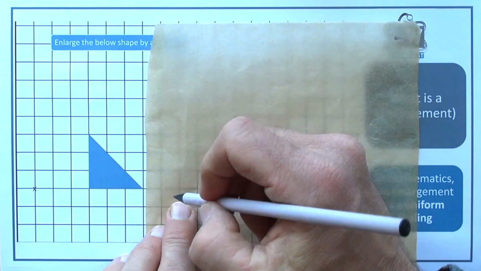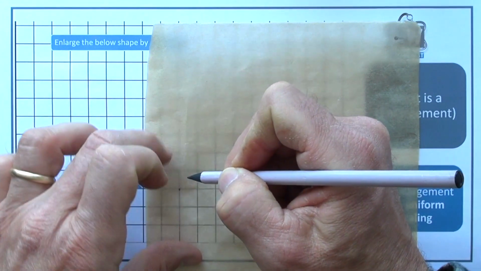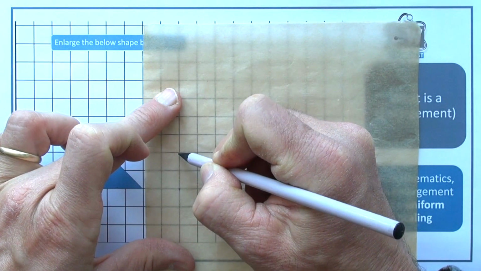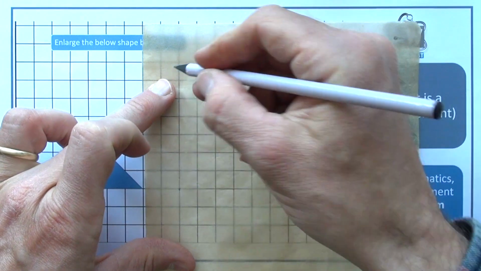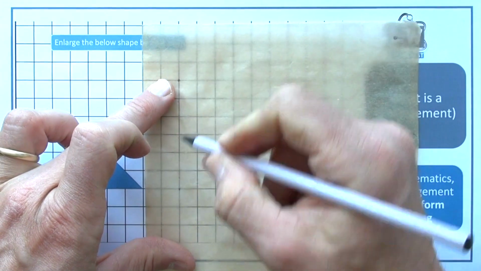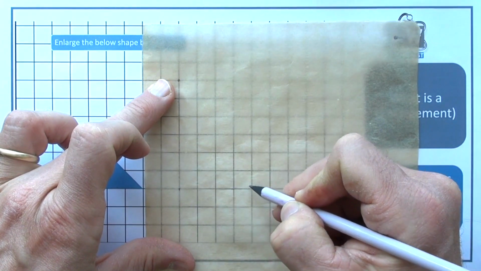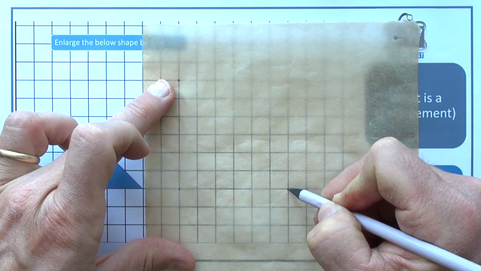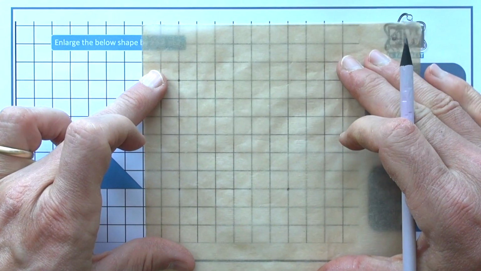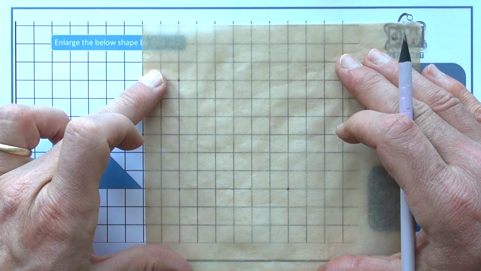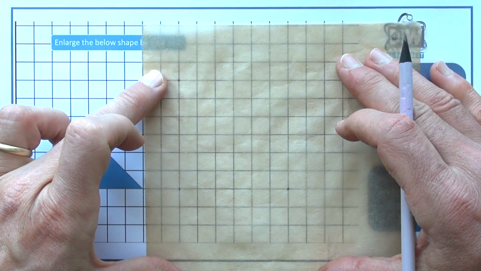The key here is to not move your tracing paper until you've got the new shape. So I've got 2, 3, 4, 5, and then 6 there, and then 1, 2, 3, 4, 5, and 6 there. So I'm going to take this away now. I'm going to connect those dots up. And then when I come back, it'll all be done and I'll show you how to use it.